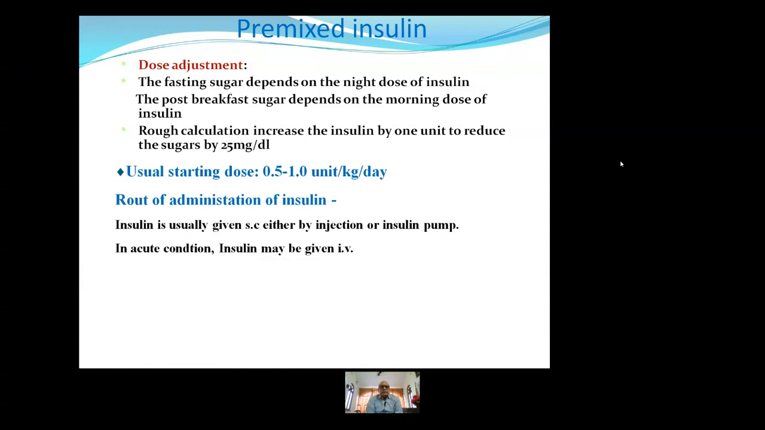Premixed insulin dose adjustment. The fasting sugar depends on the night dose of insulin. The post-breakfast sugar depends on the morning dose of insulin. A rough calculation: increase the insulin by 1 unit to reduce the sugar by 25 milligram per deciliter. Usually, the starting dose is 0.5 to 1 unit per kg per day. Route of administration of insulin: insulin is usually given subcutaneously, either by injection or insulin pump. In acute conditions, insulin may be given intravenously.